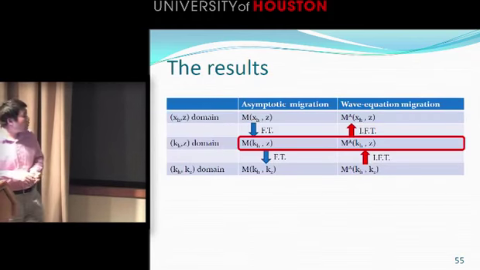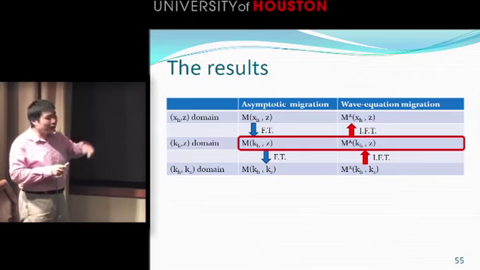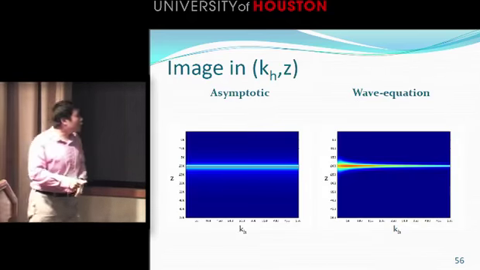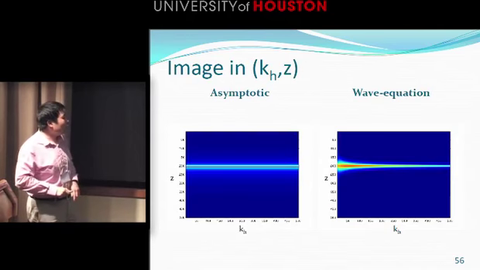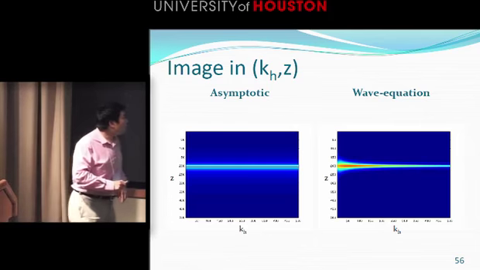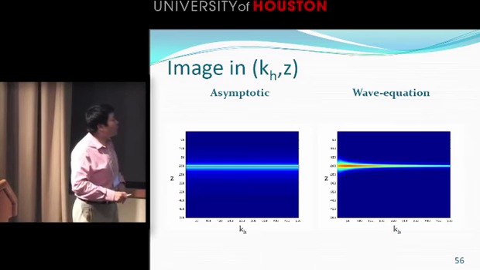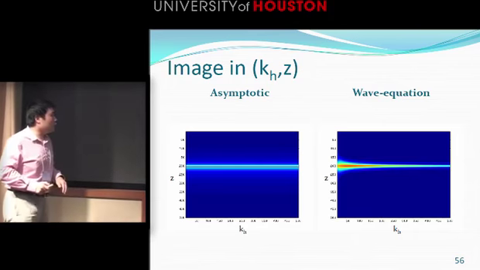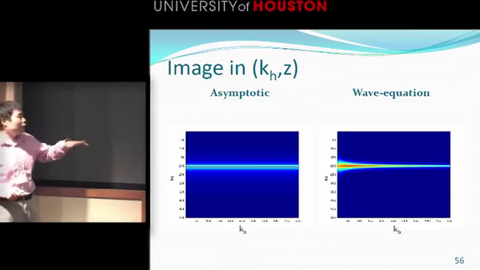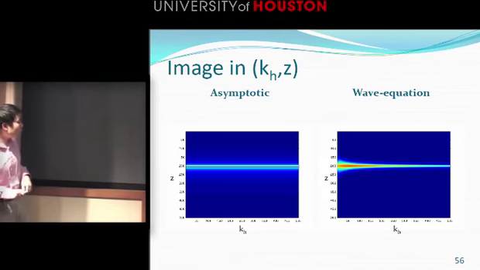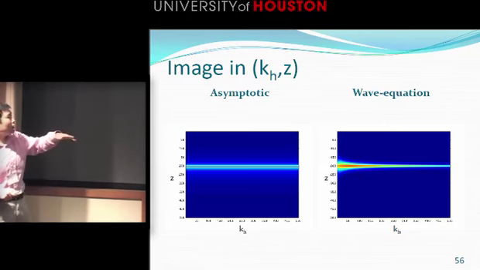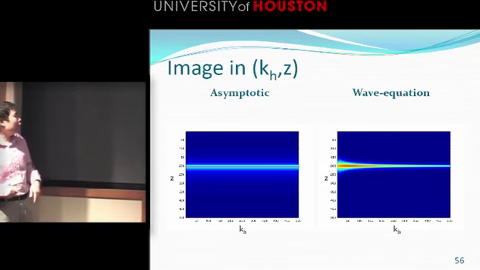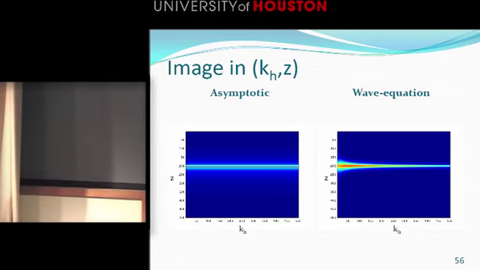So we do a Fourier transform along the horizontal axis, bringing the result to the depth z and wave number domain. This kh is the wave number of the subsurface offset. From that, we can see for both image results, the location is correct. It's at 200 meters. This is where we put the interface exactly in the model. So the depth information has no problem for both migration methods, asymptotic and wave equation.